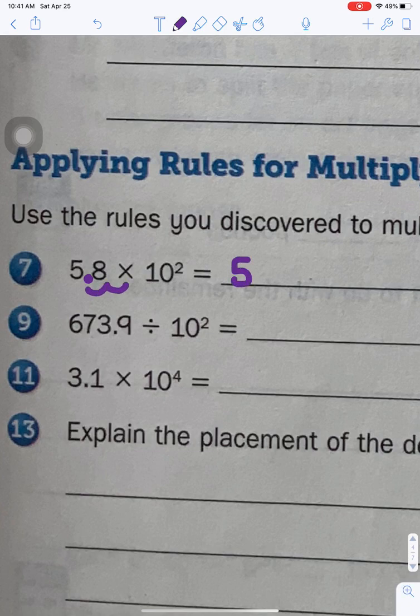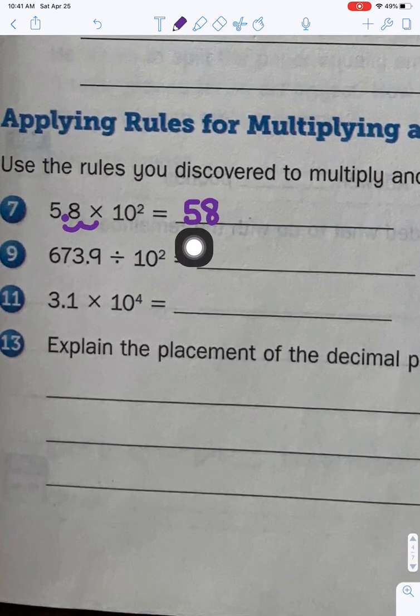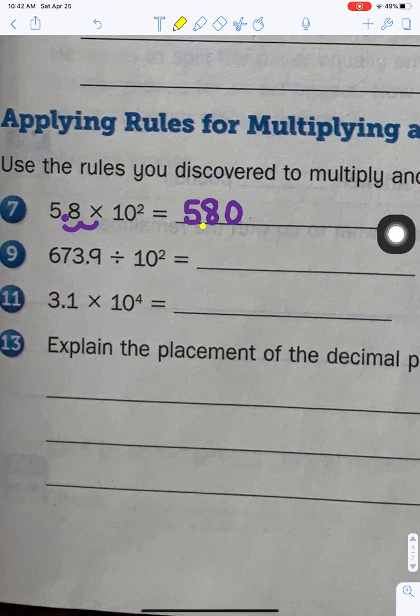So the decimal point was right here before, 5.8, and we move it 2 over, 1, 2, to find the number 580. Okay, now I'll do another one for you, and then you can do the rest on your own.